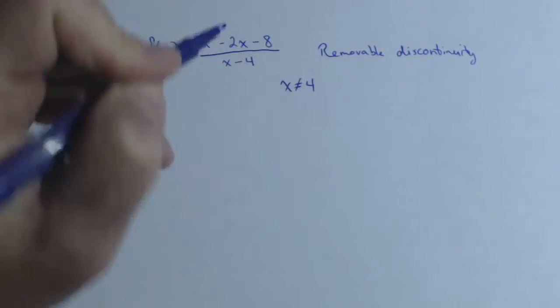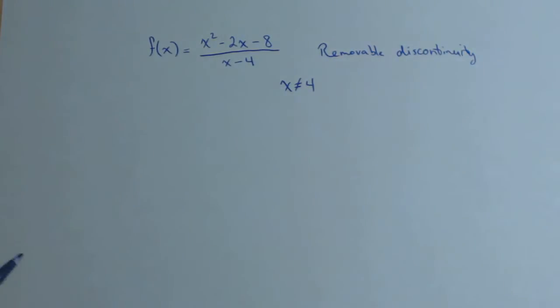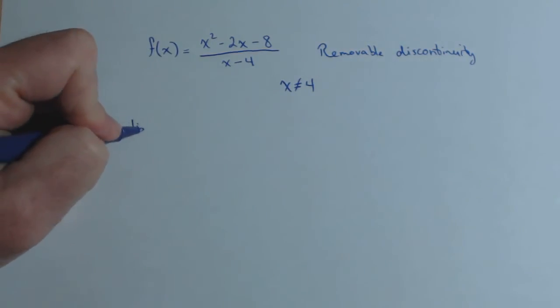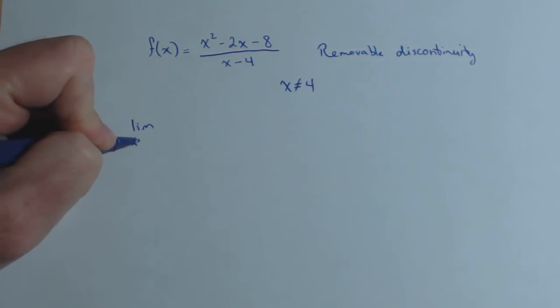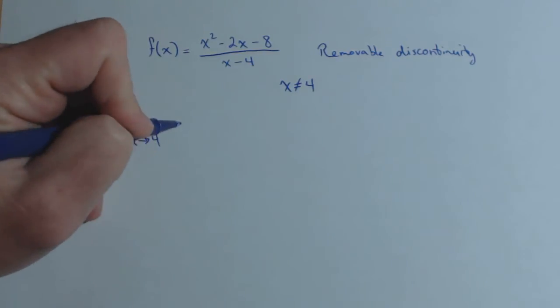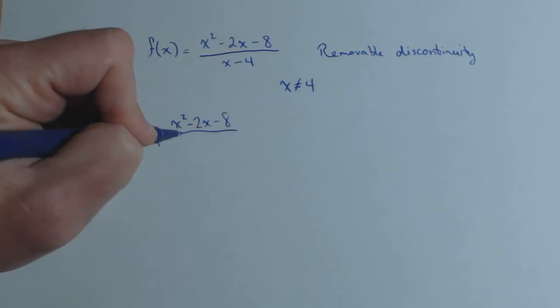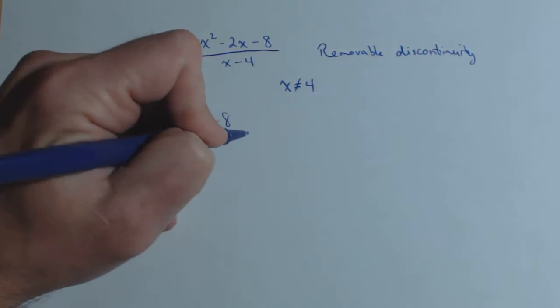So currently, x cannot equal 4. So what we need to do is figure out what we need to define it to be in order to make that function continuous. So what we're going to do is look at the limit as x approaches 4 of our function, x squared minus 2x minus 8 over x minus 4.